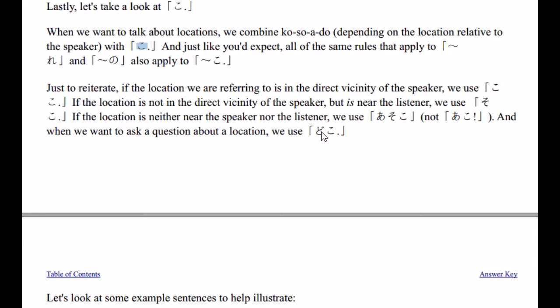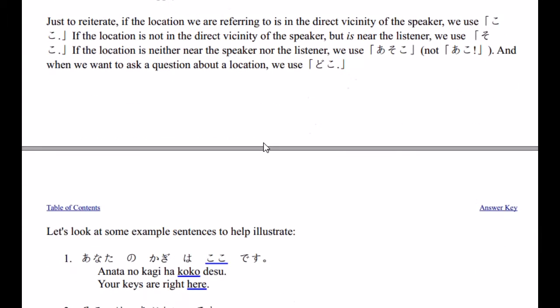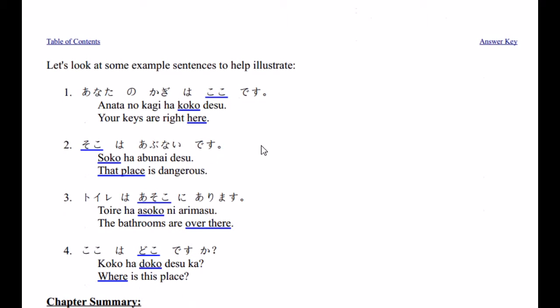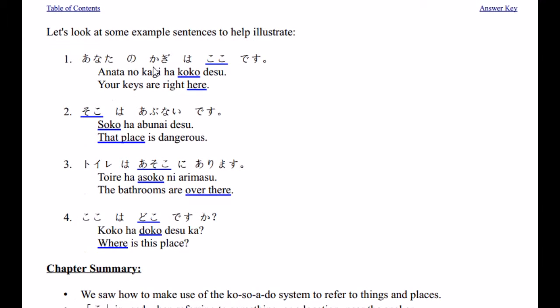And of course, when we want to ask a question about a location, we use doko, which means where. So do means like what, and ko means place, so what place, where. All right, here we have some example sentences. Number 1, あなたの鍵はここです. Your keys are right here. So again, these keys right here are right here in this place, right here.